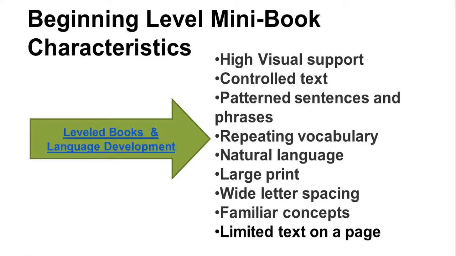As you see here, this beginning level mini book has the following characteristics: high visual support, controlled text, patterned sentences and phrases, repeating vocabulary, natural language, large print, wide letter spacing, familiar concepts, and limited text on a page. Each mini book, depending on the level, will have a set of characteristics like these that help take students from one level to the next.